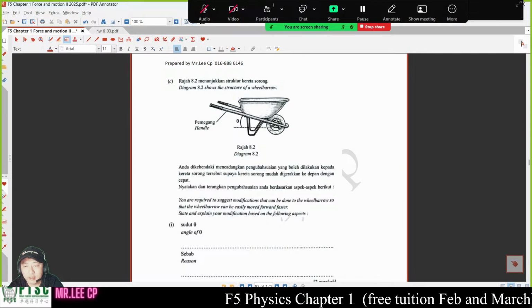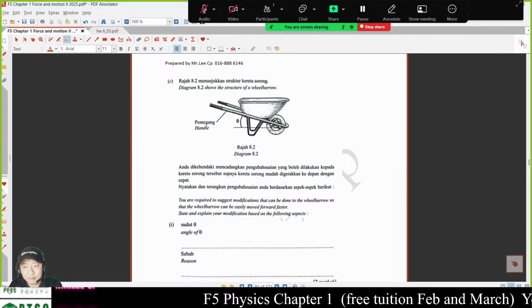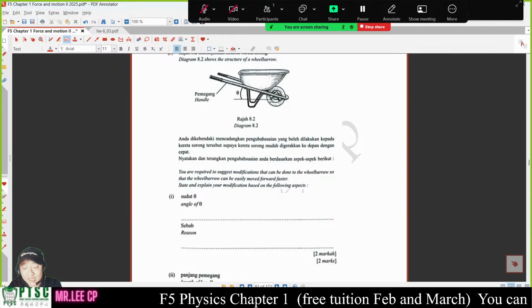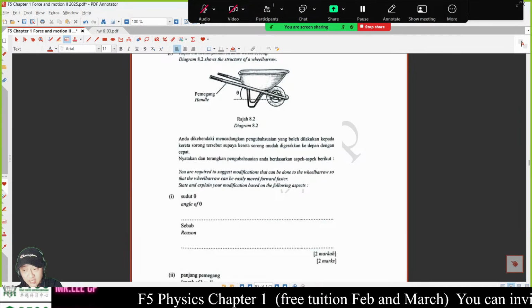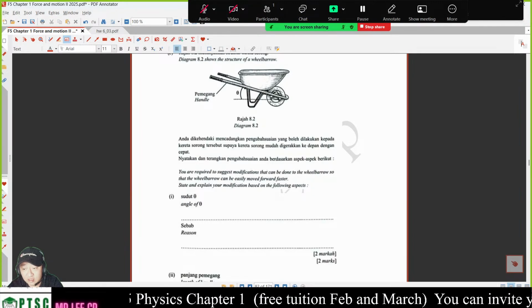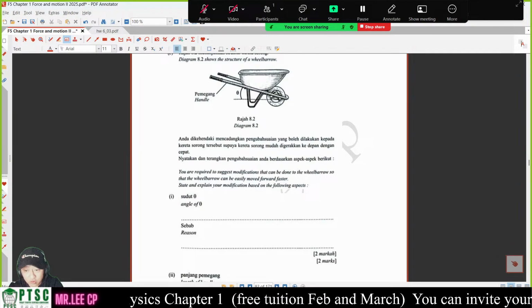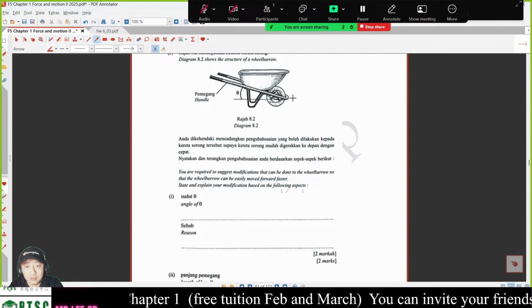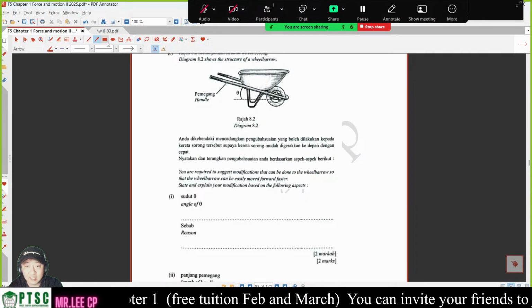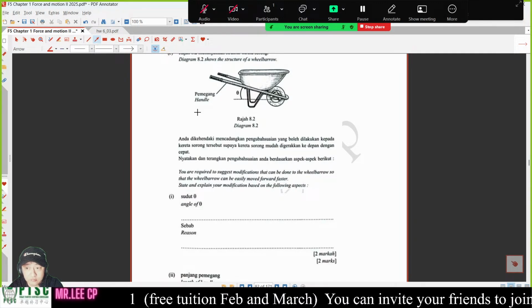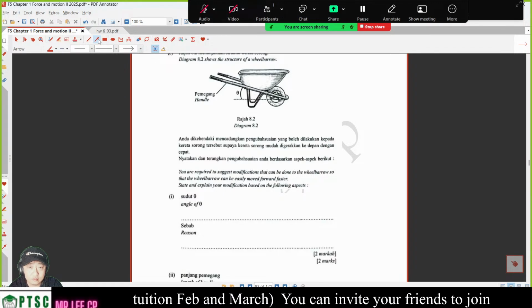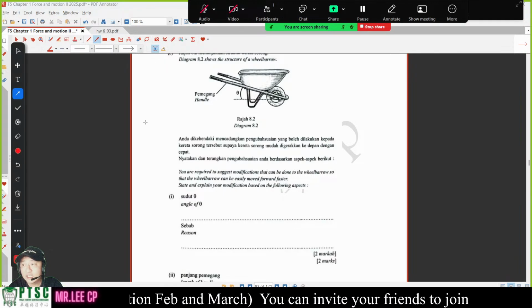All right, so we continue from here. 8.2 shows the structure of a wheelbarrow. Now you are required to modify the wheelbarrow so that it can move easily forward. If you want to move forward, your Fx has to be big so that it can move forward more. What does that mean? Now I try.